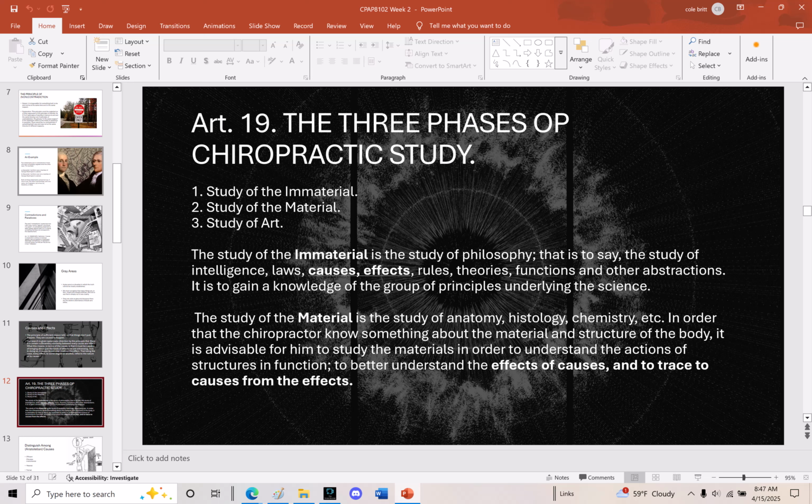The study of the material is the study of anatomy, histology, chemistry, etc. In order that the chiropractor knows something about the material and structure of the bodies, it is advisable for him to study these materials in order to understand the actions of structures and function, to better understand effects of causes, and to trace causes from effects.